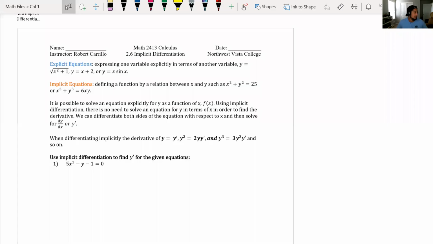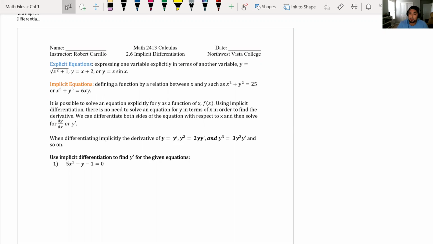All right. This is 2.6. All right, so this is implicit differentiation. What we are used to are explicit equations, meaning it's one variable in terms of the other.